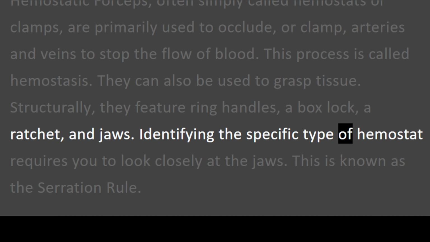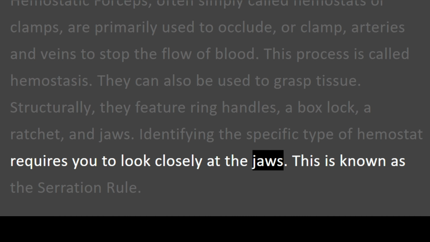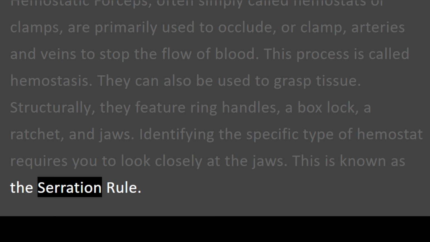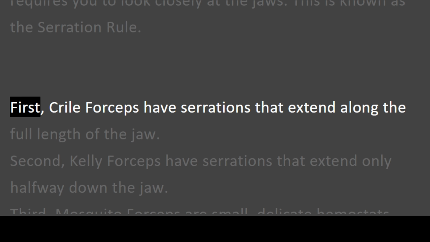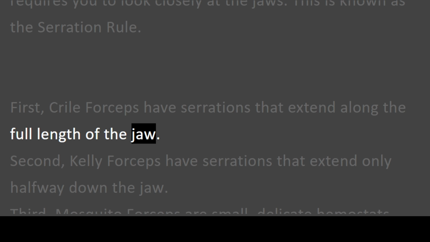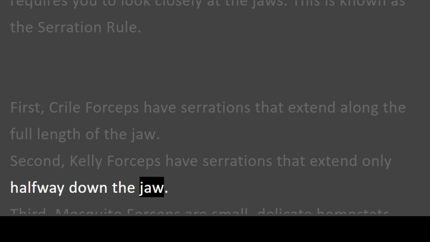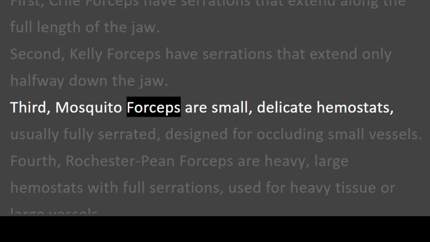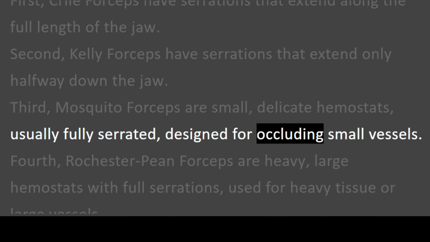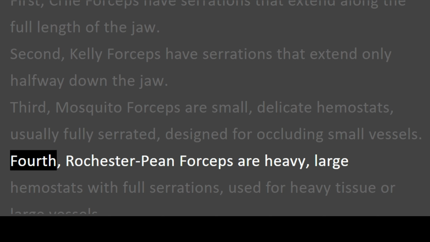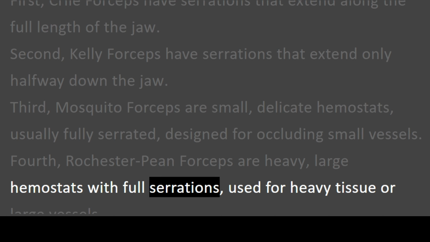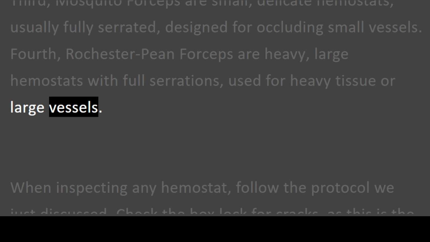Identifying the specific type of hemostat requires you to look closely at the jaws. This is known as the serration rule. First, cryoforceps have serrations that extend along the full length of the jaw. Second, Kelly forceps have serrations that extend only halfway down the jaw. Third, mosquito forceps are small, delicate hemostats, usually fully serrated, designed for occluding small vessels. Fourth, Rochesterpian forceps are heavy, large hemostats with full serrations, used for heavy tissue or large vessels.